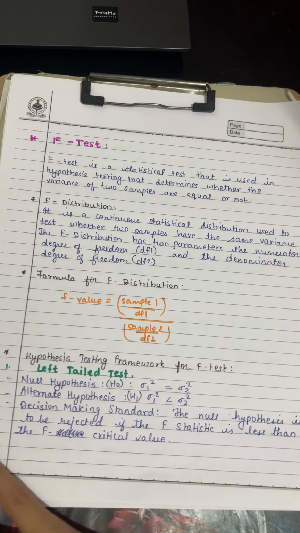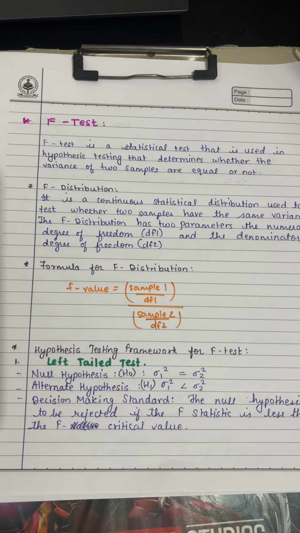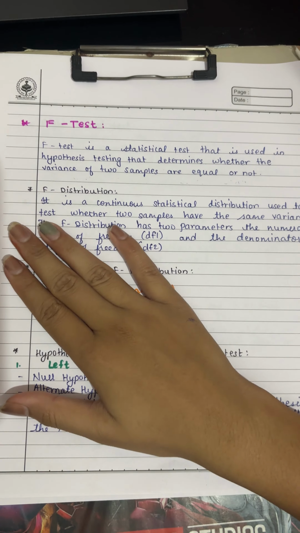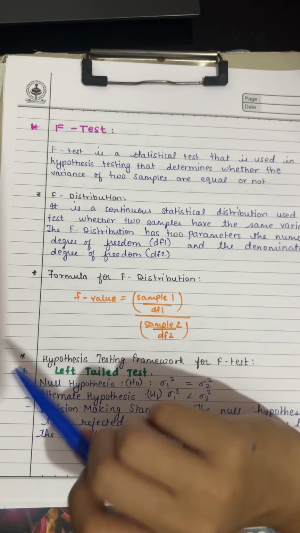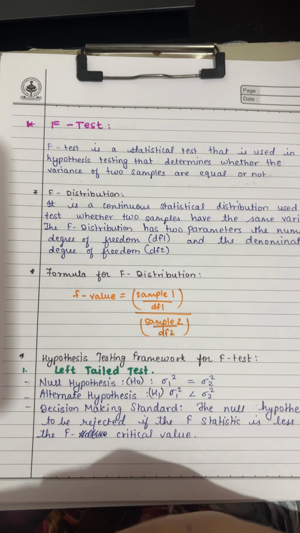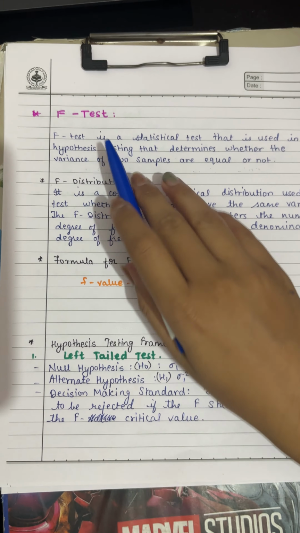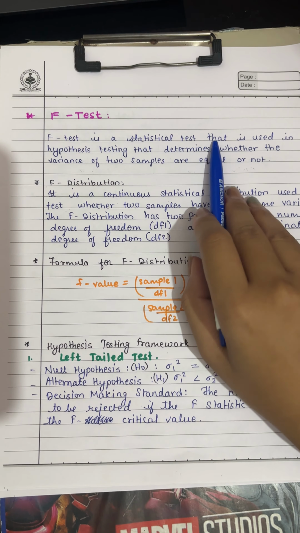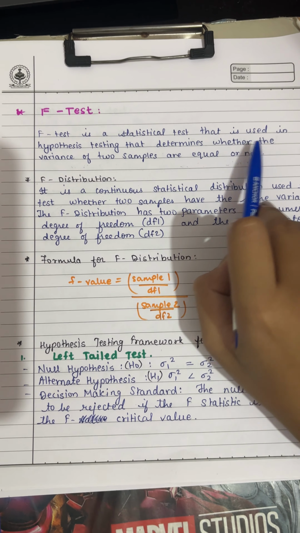Hello everyone. Today we are going to see one of the topics from the data analysis subject, that is the topic named F-test. So what is F-test and how to calculate the F-test, we are going to look at that today. So F-test is a statistical test that is used in hypothesis testing that determines whether the variance of two samples are equal or not.